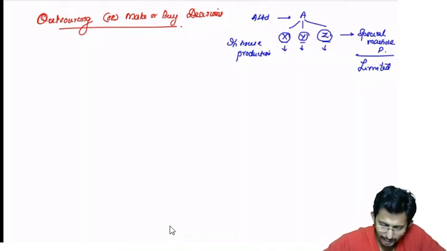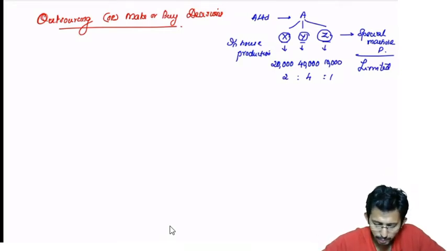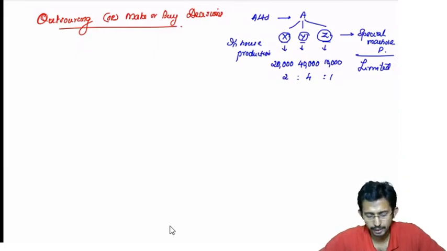Say for example, X they require 20,000, Y they require 40,000, and Z they require 10,000 units, in the proportion of 2:4:1 of X, Y, and Z for 1 unit of A. But they are not able to produce this entire quantity due to the lack of sufficient availability of machine hours of machine P, due to which the production is not at full capacity. Now the company is thinking of alternate options.